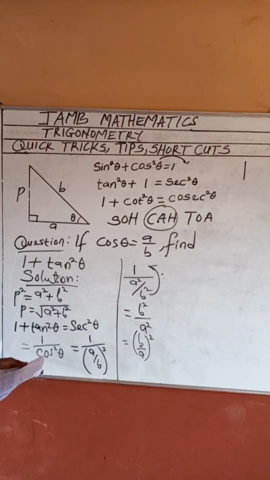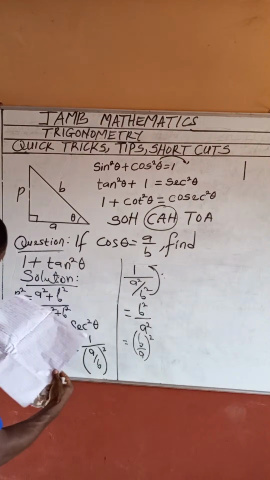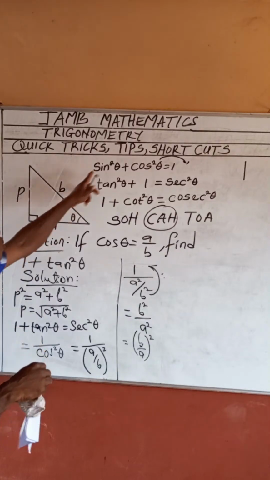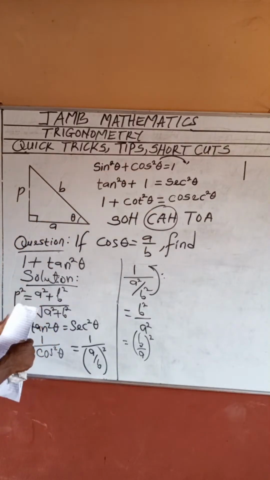Now, this is one segment of the class. The second segment is what we call the trigonometric equations. We are going to be using these identities to solve equations. That is the second segment.